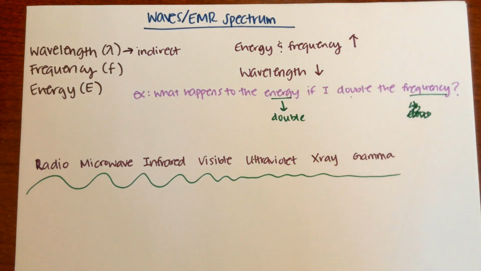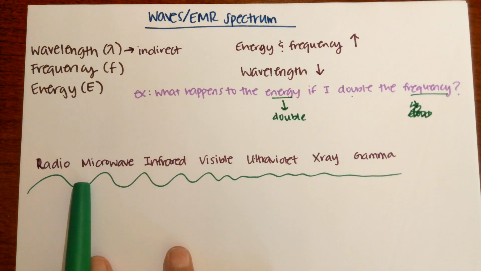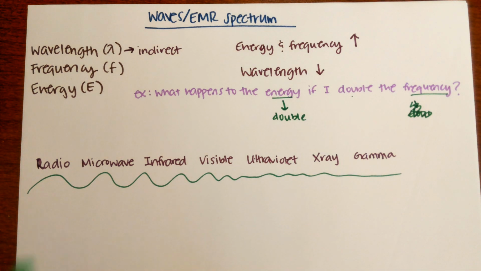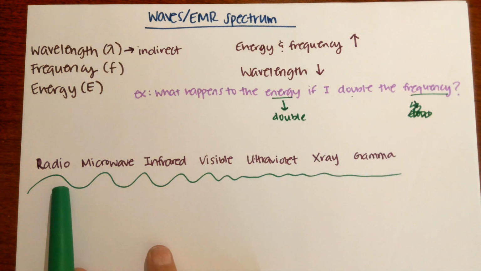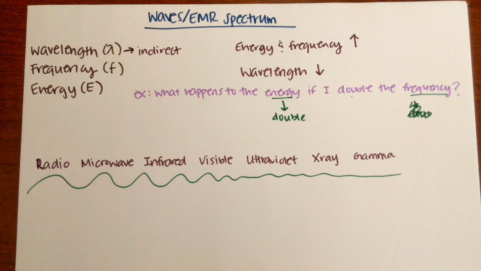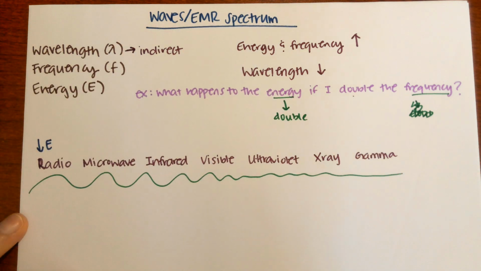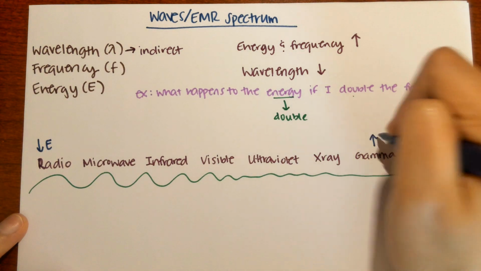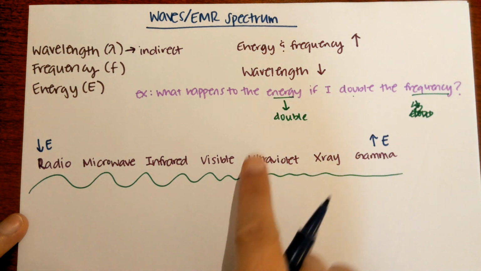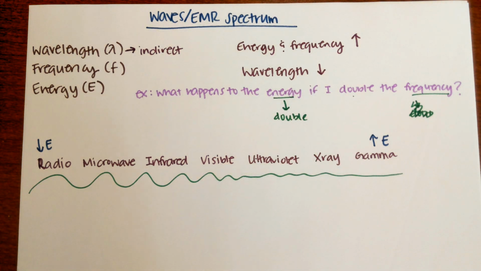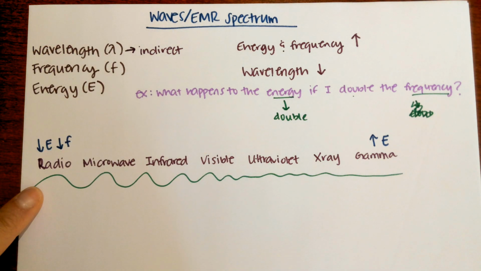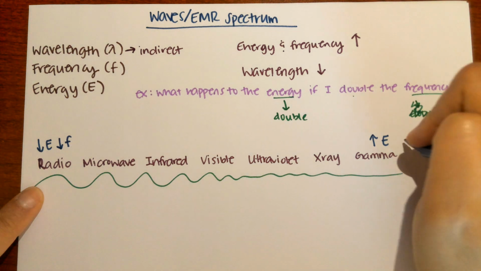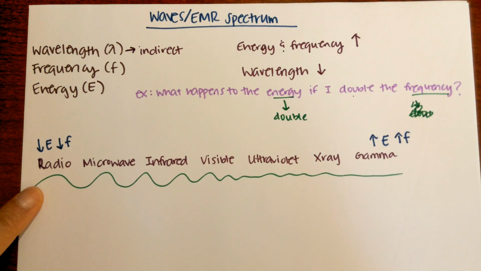Now I want to spend more time on the electromagnetic spectrum or the EMR spectrum. So this is the order of the spectrum here: radio, microwave, infrared, visible, ultraviolet, X-ray, and gamma. This is in increasing energy. So radio is the lowest energy and gamma has the highest energy. And if we think about the wave trend, since energy is low here, frequency is also low. And if energy is high here, frequency is also high here.